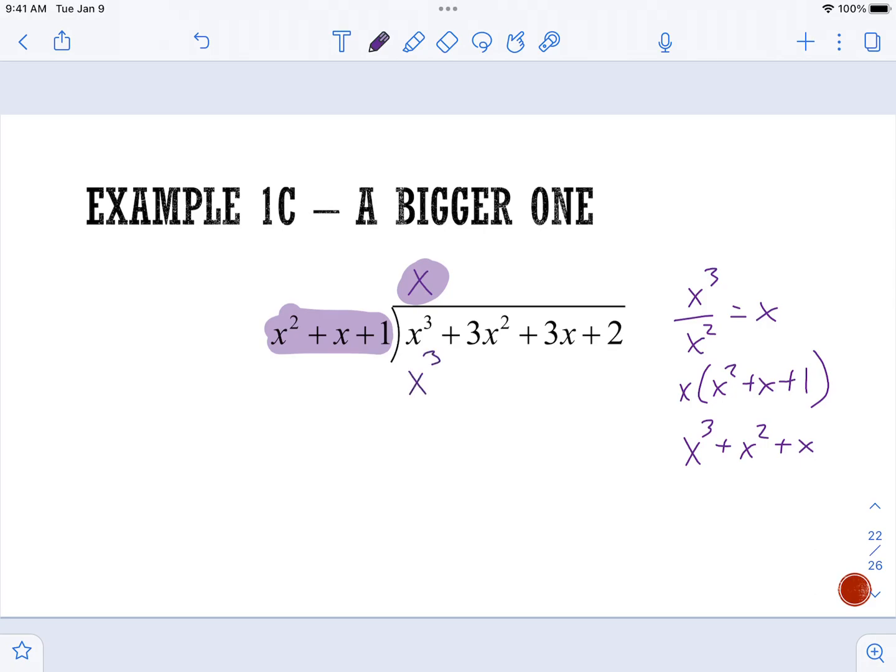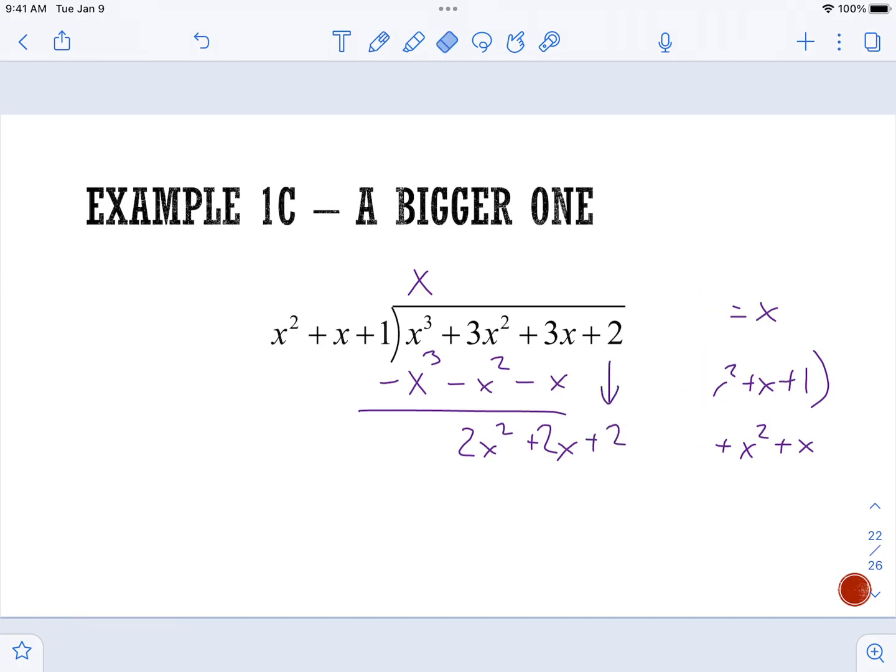So x cubed, x squared, x. Change the signs of all of them to subtract them. The x cubeds cancel out. For x squared, I've got 2x squared. And 3x minus x is 2x. And then I can bring down the plus 2. And now I'll repeat.